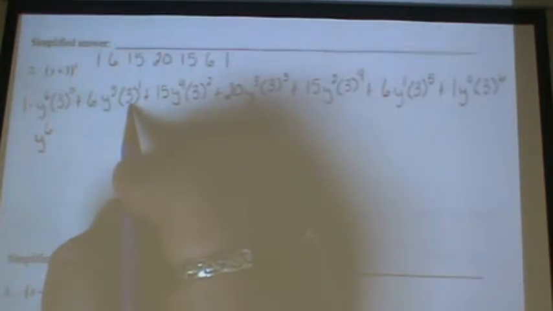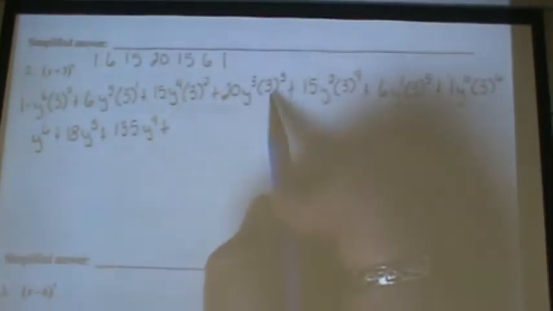And then our next term, we have 6 times y to the 5th times 3 to the 1. 3 to the first power is just 3, times 6 is 18. So we have 18 times y to the 5th. Our next one is 15y to the 4th, 3 squared. So we have 3 squared is 9, times 15 gives us 135, and then still multiplied by the y to the 4th.